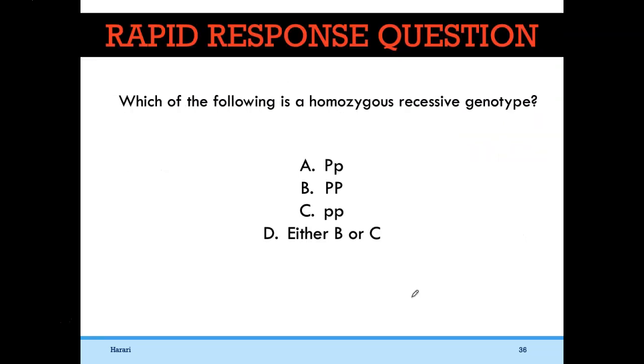So let's just test your knowledge so far. Which of the following is a homozygous recessive genotype? The answer is C.